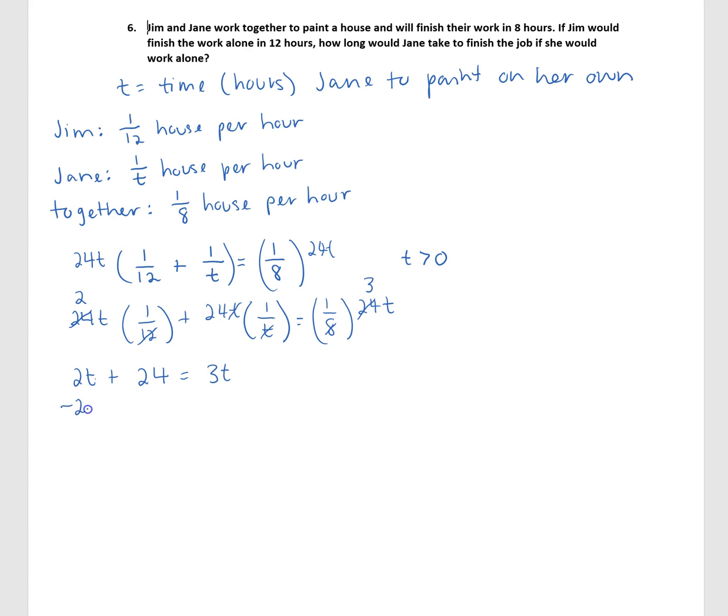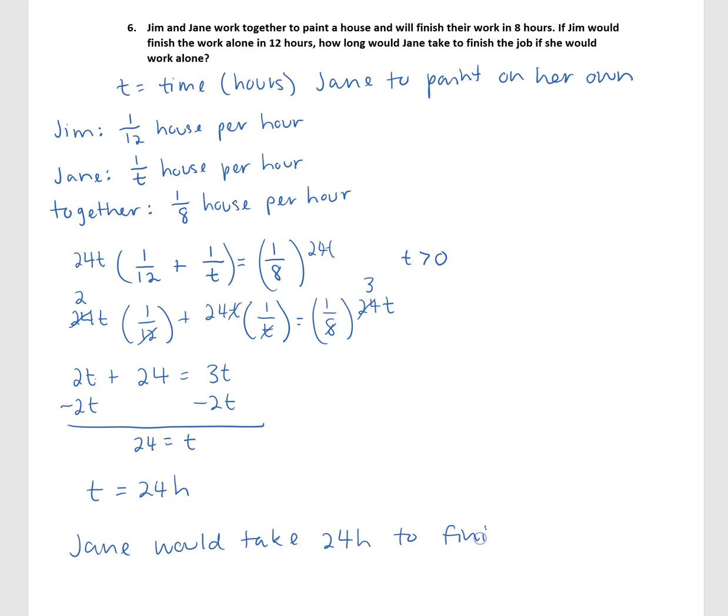Okay, so I'm going to combine like terms and subtract 2t from both sides of my equation, which gives me 24 equals 3t minus 2t, which is just 1t. So we have 24 equals t, which means that we said t is our time in hours for Jane to paint the house on her own. So t equals 24 hours, and Jane would take 24 hours to finish alone. Okay, so that's the answer to question 6.